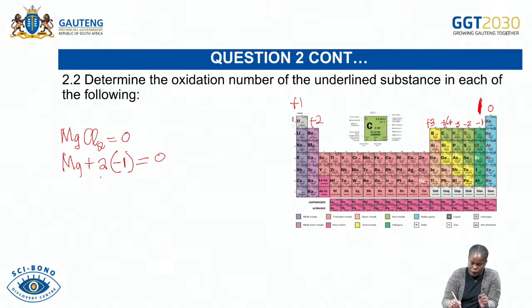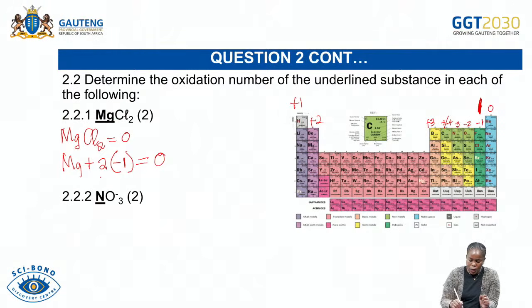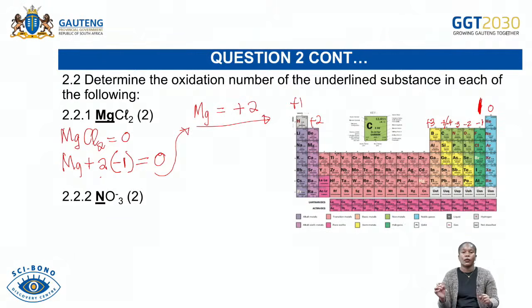Okay. I'm just going to continue on this side so that it doesn't hinder us from seeing the next question. We're answering for Mg, I'm just going to complete it here. We said Mg is therefore equal to a positive 2. Okay, created a smaller space.